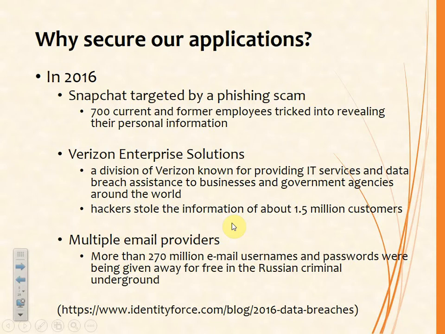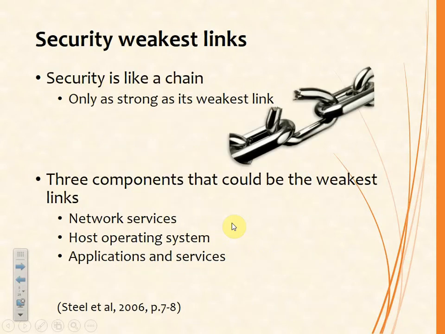Multiple email providers, more than 270 million email usernames and passwords freely available on the Russian underground. That's pretty astounding, isn't it? And so security that is supposed to guard against that sort of problem is only as good, like any chain, as its weakest link. Now there are three major components where things can go wrong. There's the network services, the host operating system, the applications and their services.